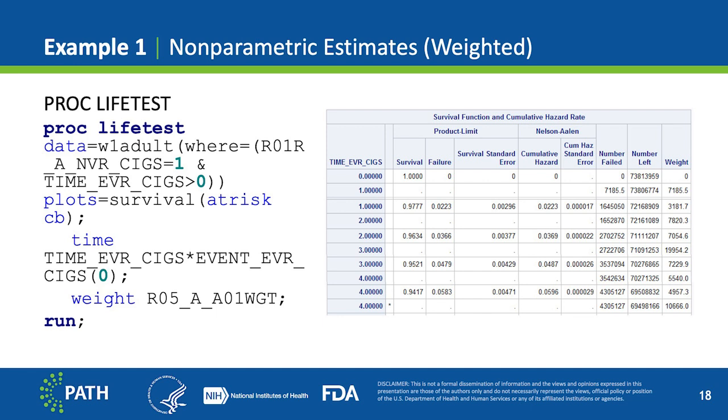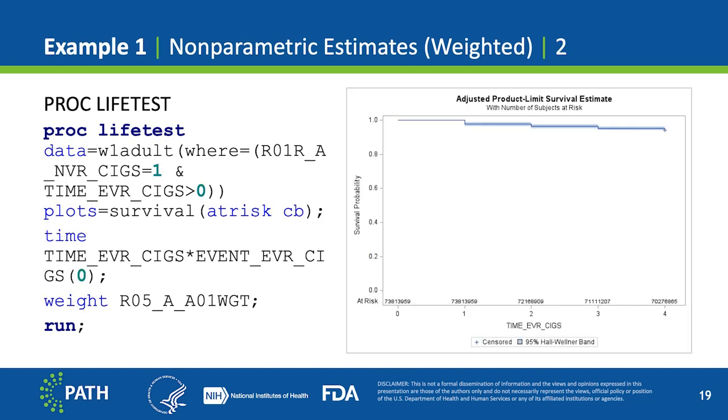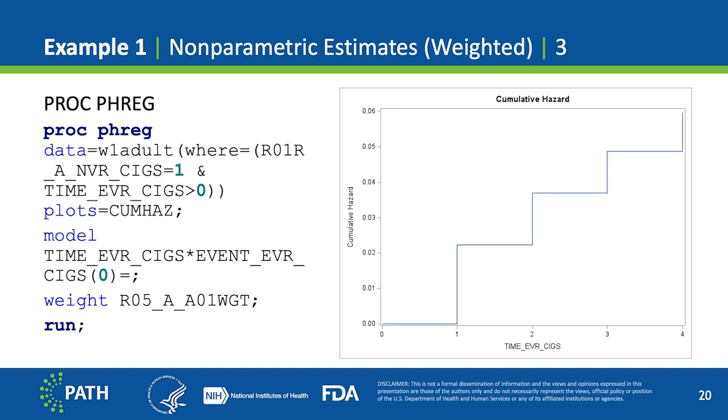By doing the weighted analysis with LIFETEST or PHREG, you get the weighted point estimates, but you don't get proper standard errors. We will discuss how to get proper standard errors soon. This slide shows you the survival function after applying the sampling weights. This slide shows you the cumulative hazard after applying the sampling weights.